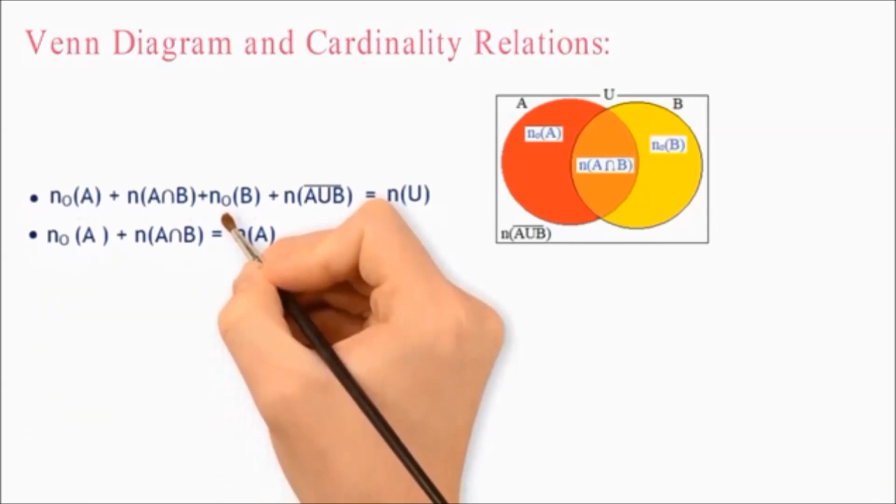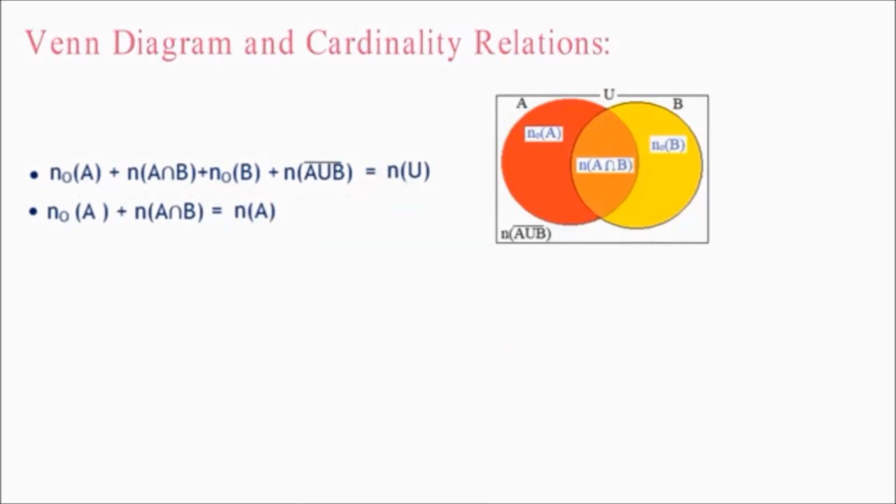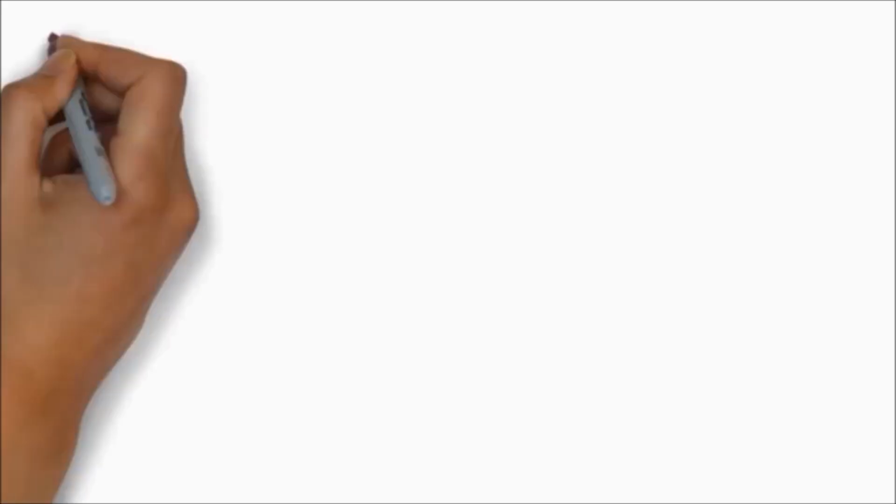In the Venn diagram, we can easily see the following relations. 1. n(A only) plus n(A ∩ B) plus n(B only) plus n((A ∪ B)') equals n(U). 2. n(A only) plus n(A ∩ B) equals n(A). With the help of these two relations, we can solve almost all word problems of two sets and U.